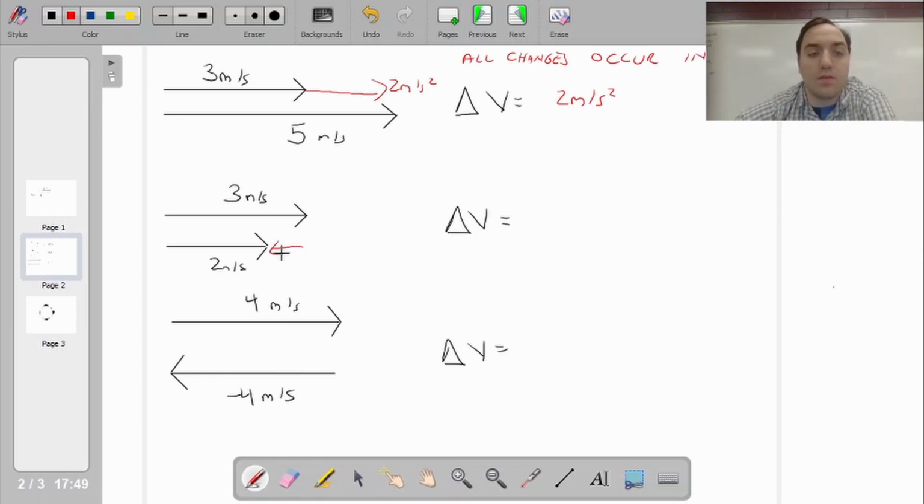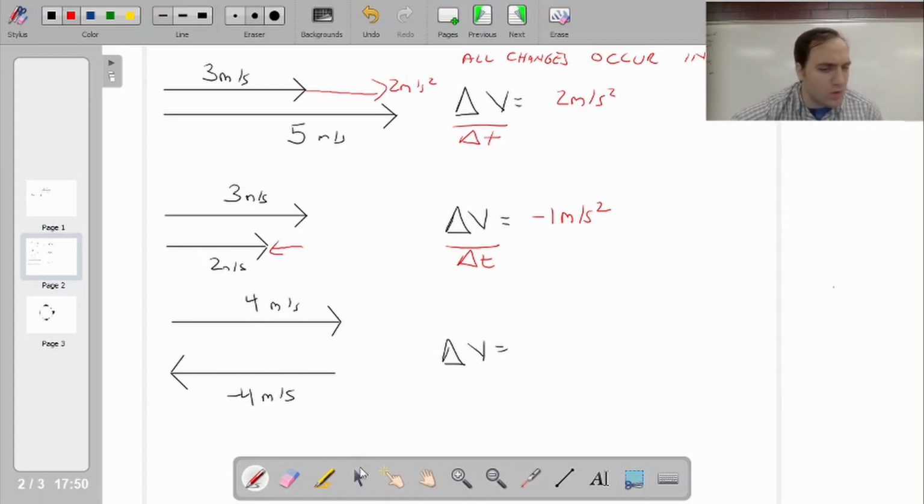Here I'm slowing down. My delta V over delta T, to be specific, is -1 meter per second squared, because in this case I'm going from 3 to 2. I'm reducing. Notice how my acceleration is to the left, but my velocity is still to the right. I'm slowing down, but I'm still moving forward.